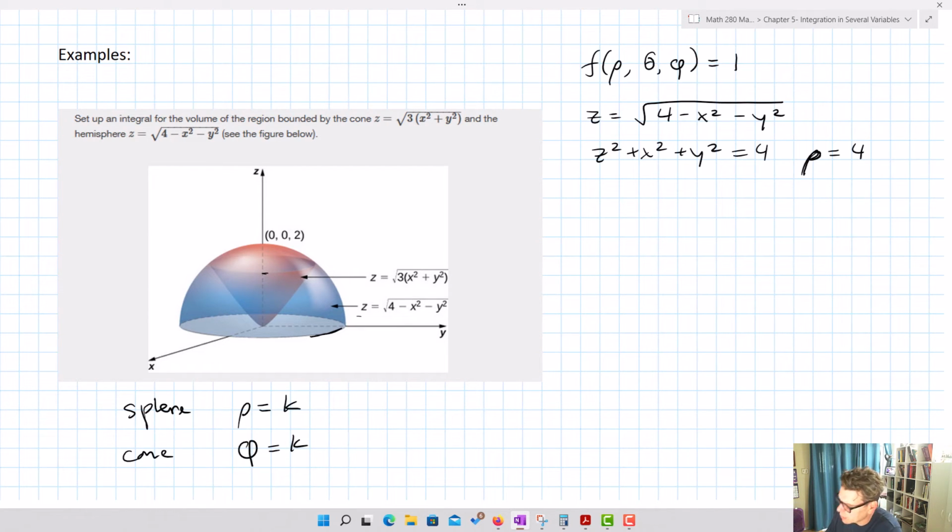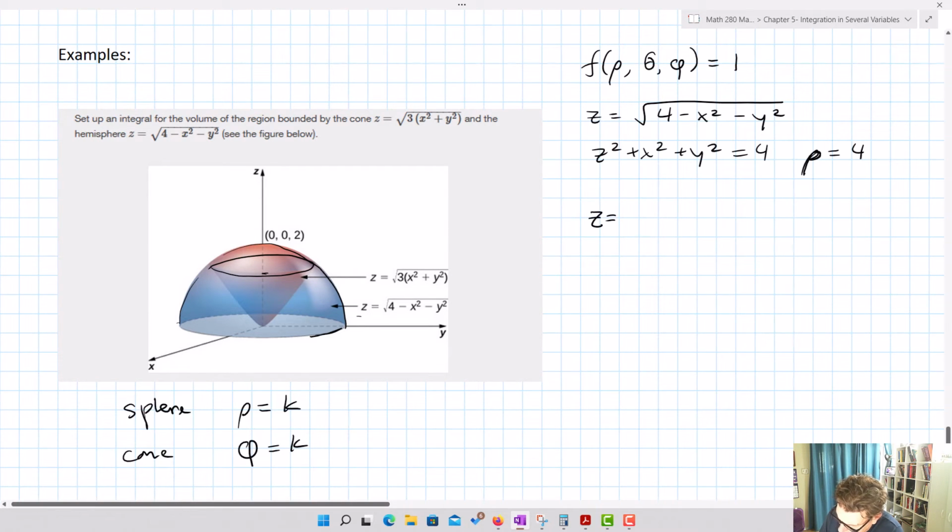There we go. Rho equals 4, which is a sphere of radius 2. So that's actually the top equation. We've got the sphere equation, and now let's think about the cone.